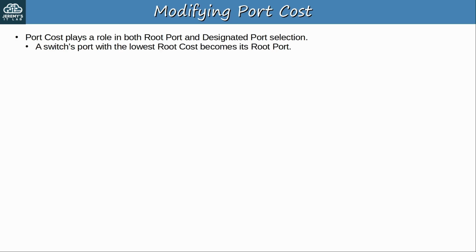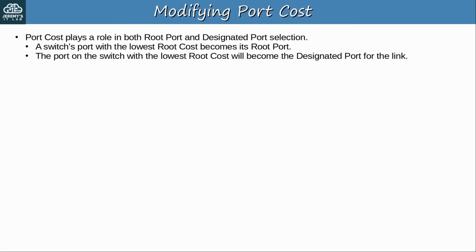Let's move on to the second method of tuning the STP topology, modifying port cost. Port cost plays a role in both root port and designated port selection. A switch's port with the lowest root cost becomes its root port, and the port on the switch with the lowest root cost will become the designated port for the link.